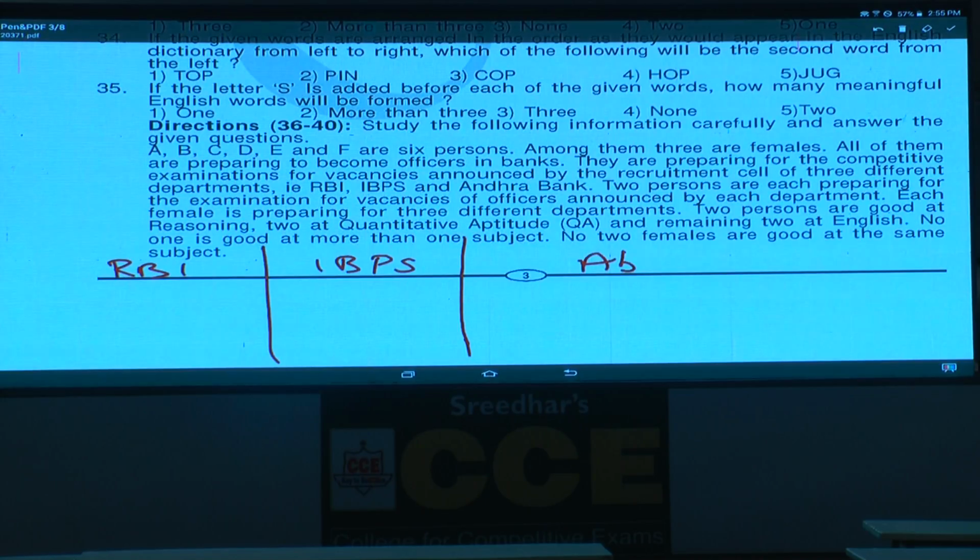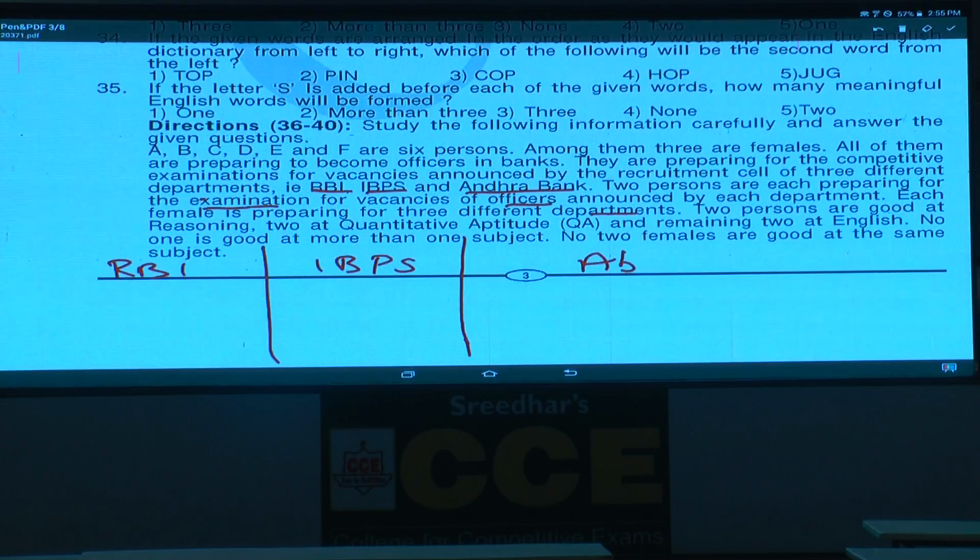2 persons are preparing for each department, isn't it? For the examination for vacancies of officers announced by each department. In each department, how many persons are there? There are exactly 2 persons. Each female is preparing for a different department. How many females are there? There are 3 females. These 3 females are for 3 departments. What are those departments? RBI, IBPS and Andhra Bank.